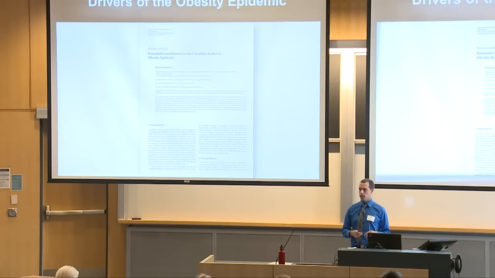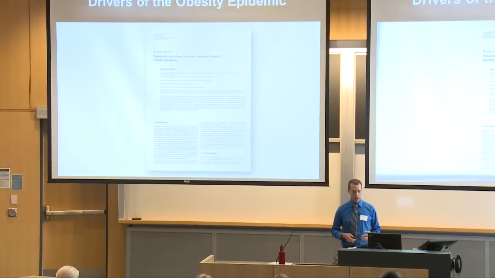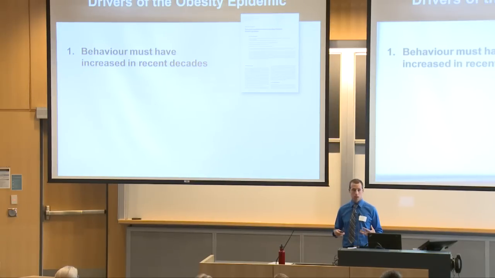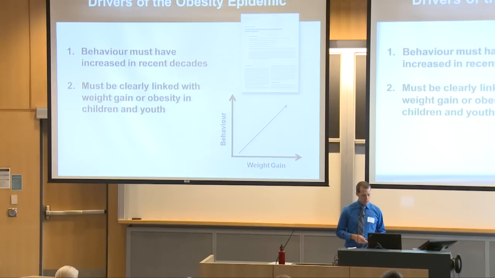So I looked at the evidence linking each potential risk factor to childhood obesity in Canada. To be considered a really strong candidate for being a risk factor for childhood obesity, there had to be 2 criteria. One is that the behavior had to have increased in recent decades. So as childhood obesity has increased, the behavior has to have increased to have been driving these obesity rates. And the second criteria is that it must be clearly linked with childhood overweight or obesity. So if it meets these 2 criteria, there's a very good chance that it's contributing to the childhood obesity epidemic. If it fails one of these 2 criteria, then at best, it's unclear whether it's contributing.